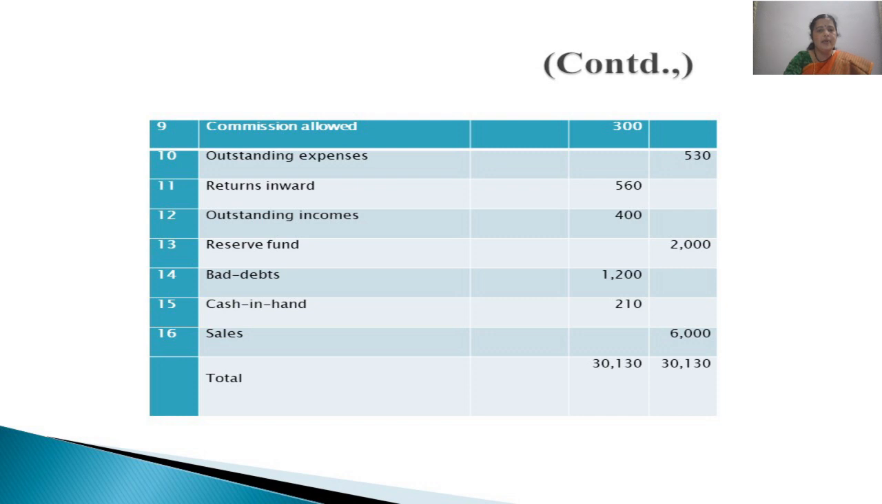And take care, once again, all assets show debit balances; liabilities, capital and liabilities, credit balances; debtors, debit balance; creditors, credit balance; all expenses and losses, debit balances; and all incomes and gains, credit balance. So taking care of that, just prepare a few more trial balances from the question papers. Definitely you will be able to gain more confidence.